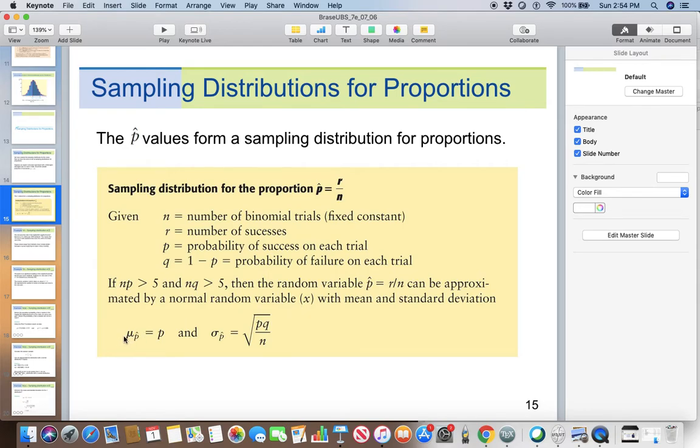What is the mean of P hat? It is P. And what is the sigma of P hat? It is square root PQ over n. Okay. So notice P hat can be approximated by a normal random variable.